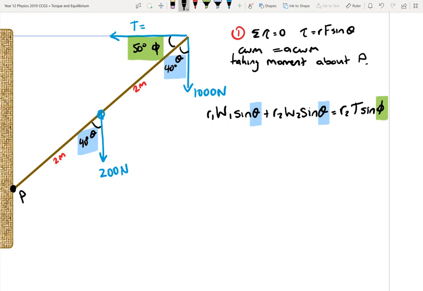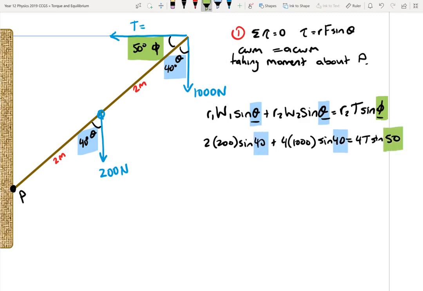Is that a line of working out to put down? Well, in this case, I would encourage you to. You've already got that statement at the top, okay? So I'm fine for you to go into the maths. But for this, it pays just because we've got a slightly more difficult scenario. So 200 sine 40 plus 4 by 1000 sine 40 equals 4T sine 50.